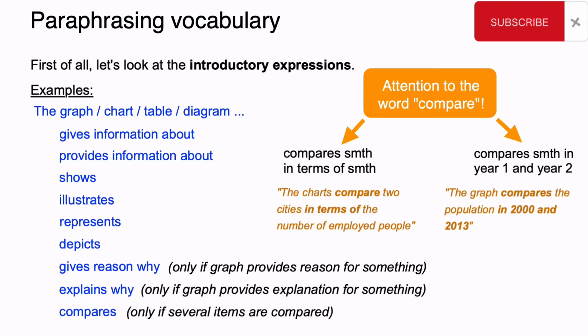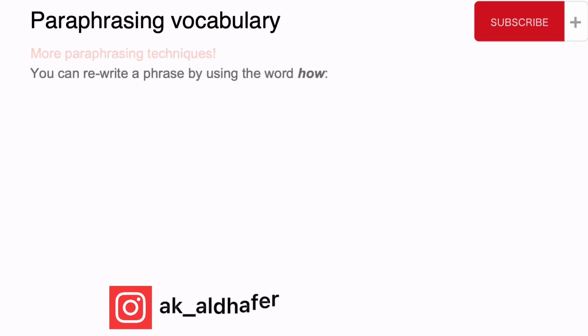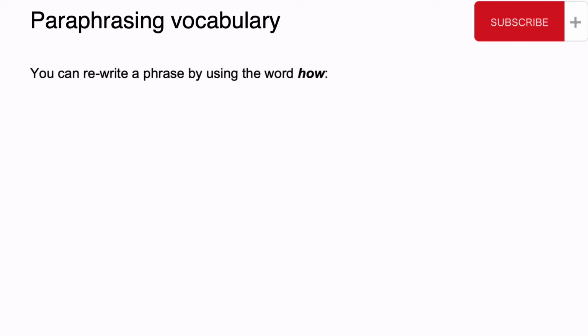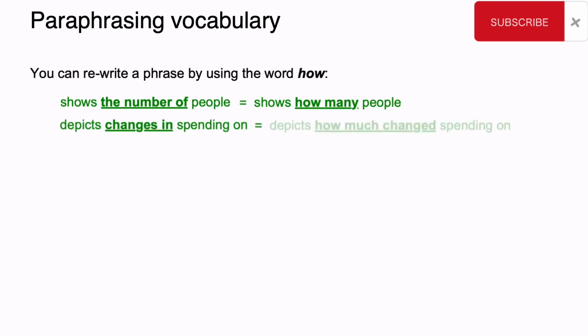Now let's look at more paraphrasing techniques. You can rewrite a phrase by using the word how. For example, shows the number of people is equal to shows how many people. Or depicts changes in spending on is equivalent to depicts how much changed spending on.